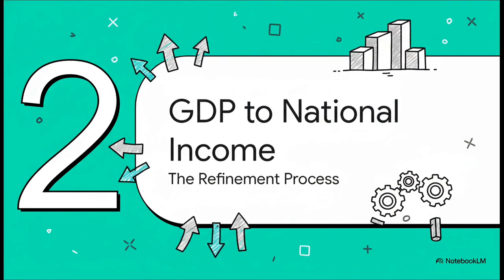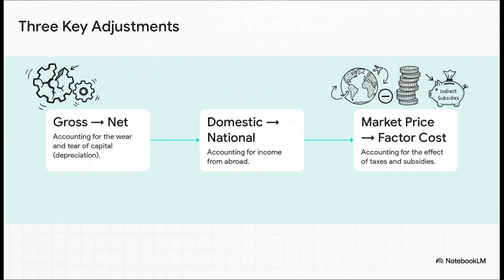But to get all the way to what we call national income, we need to make a few smart adjustments. Think of it like we've built the main structure, and now we're adding the finishing touches. Okay, so there are three of these little adjustments. First, we have to go from gross to net. We do this by subtracting something called depreciation.